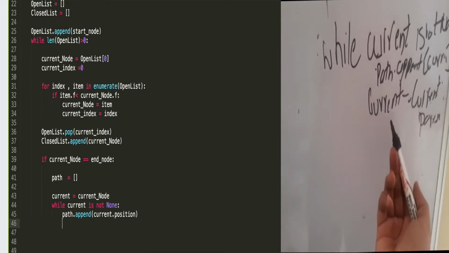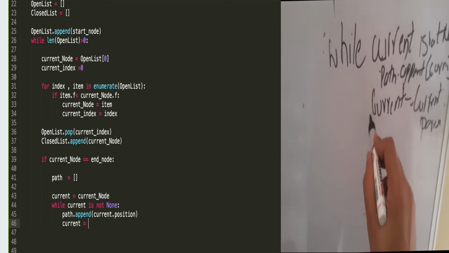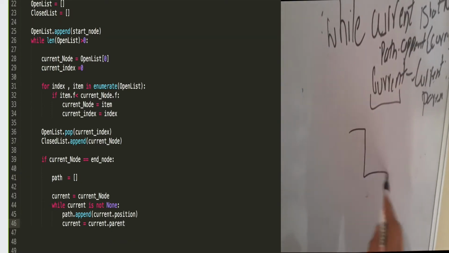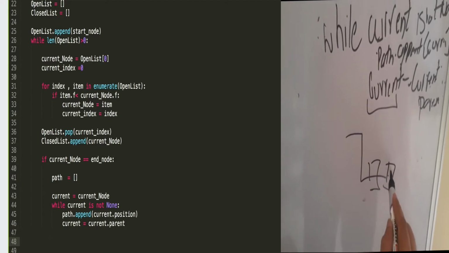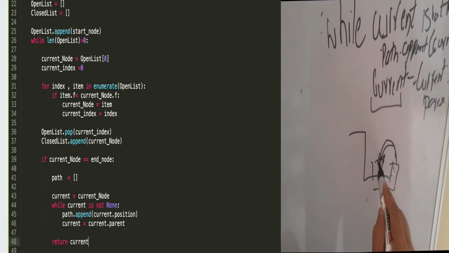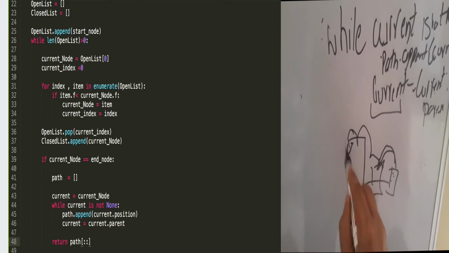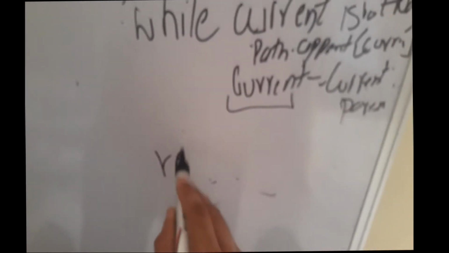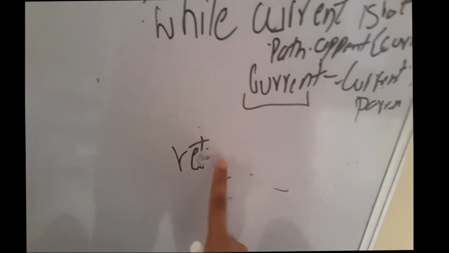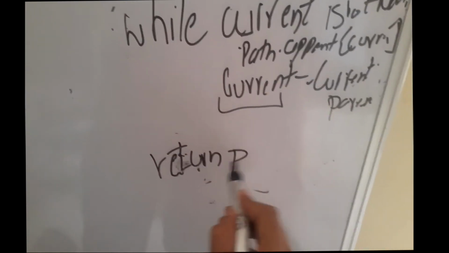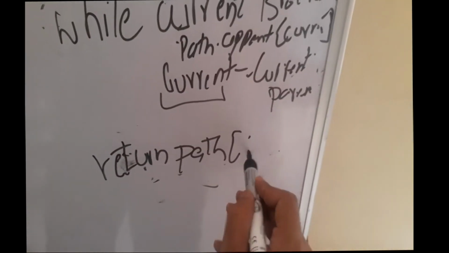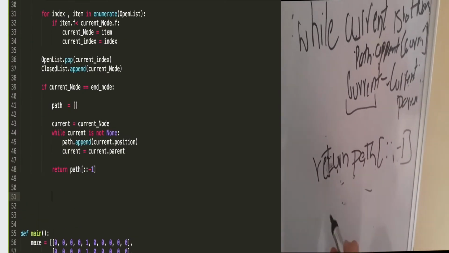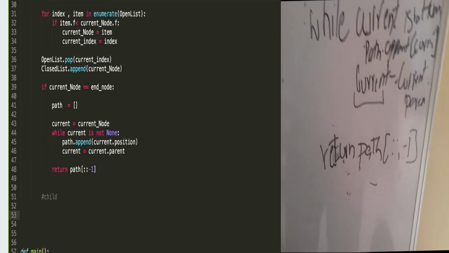So I'm going to append the current to the path, and set the value of current to its parent. Note that the parent holds the previous position of the node. So I'm going to move from this to this to this, eventually to the starting node. That's my plan, and after that I'm going to return the path. I'm going to reverse the list as well, so that I have it from the starting to the end node rather than from end to start. That will be easy to understand.